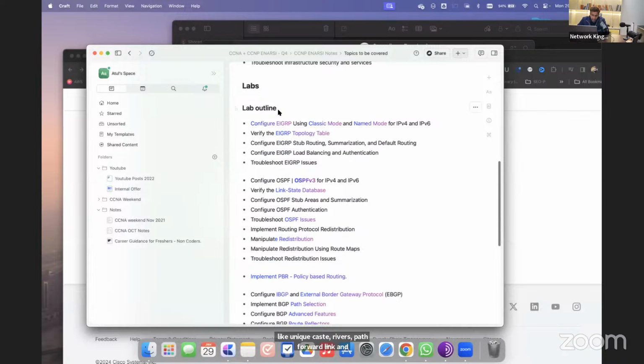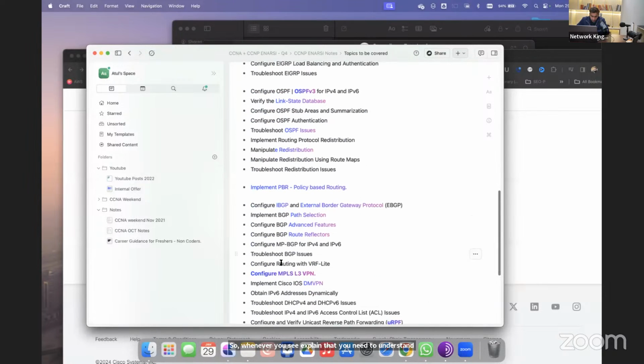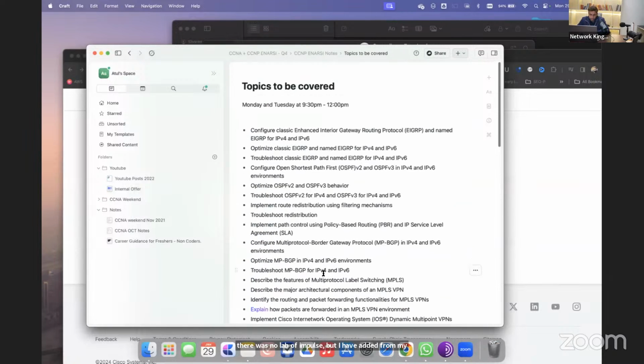So these are the labs basically, and some topics like COPP or explaining how packets work. Whenever you see explain, you need to understand only the theory part. But when there is a lab, you can see there was no lab for MPLS, but I have added it from my side. So this is the overview of what we have to learn. Let's configure the first topic today without any further delay.